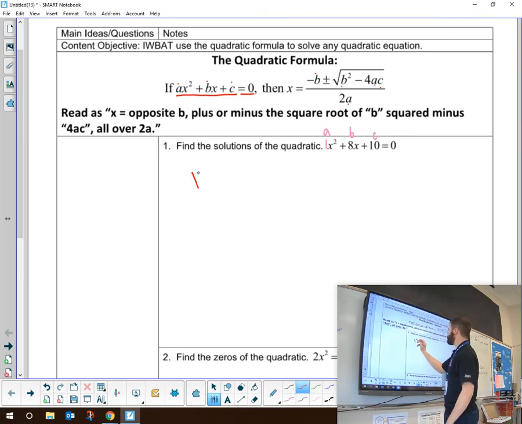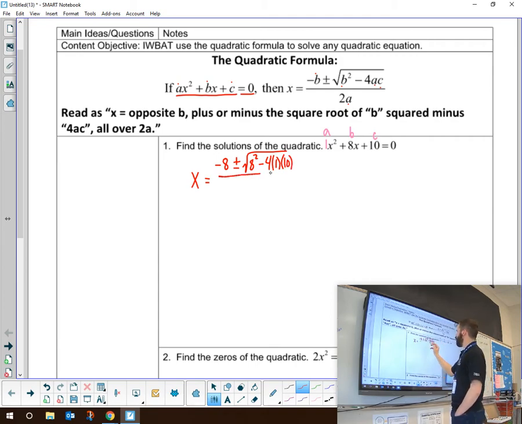So we're going to go x equals opposite b. So opposite, if it's positive, we make it negative. If it's negative, we make it positive. Okay, so opposite b. My b is 8, so it's going to be negative 8 plus or minus the square root of b squared. So we're going to go 8 squared minus 4ac. My a is 1, so I'll plug that in, and my c is 10, so I'll plug that in. All over 2a. My a is 1, so we'll go 2 times 1.